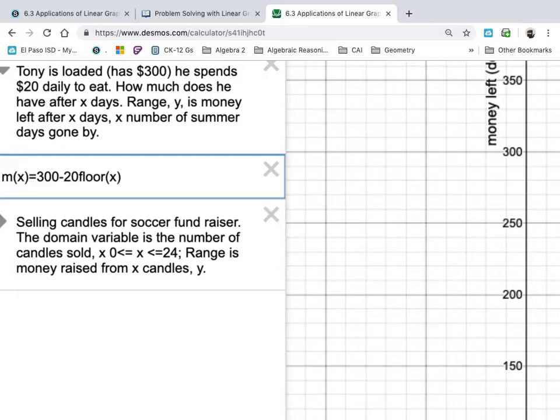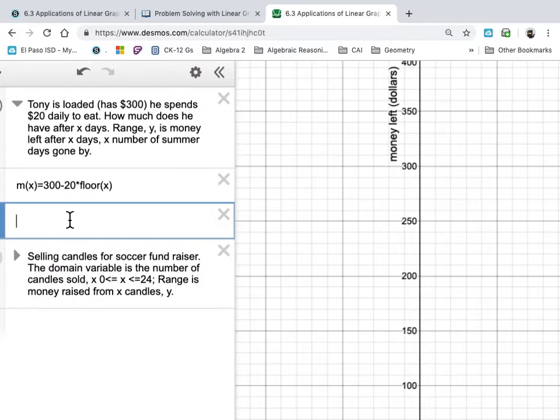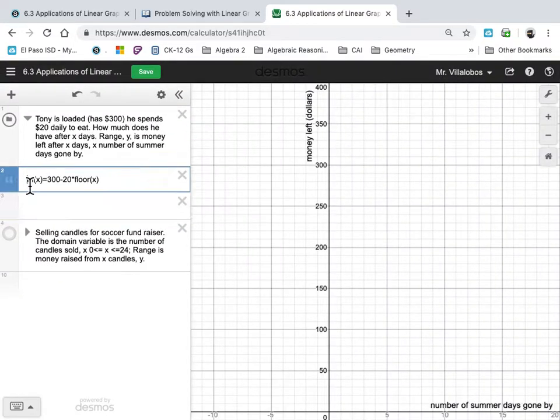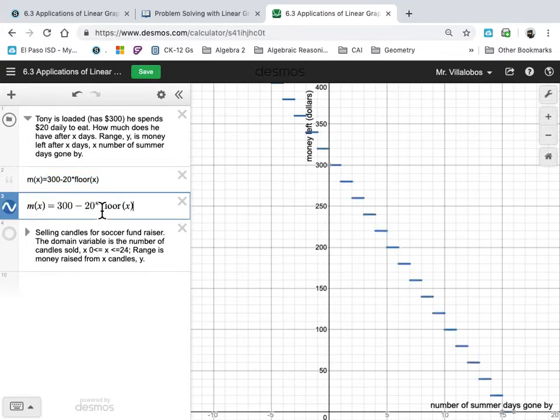Let's see if I understand that right. Oh, is this a note? How come it's not calculating? I don't know. Can't tell. Yes, it is. You dummy. That's okay. I'll just copy it and paste it.